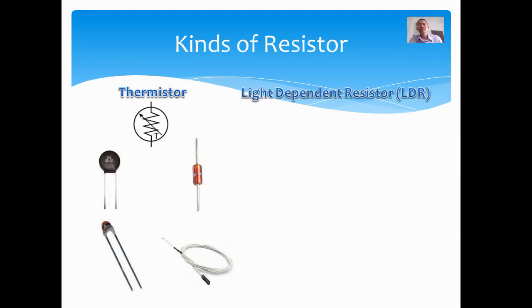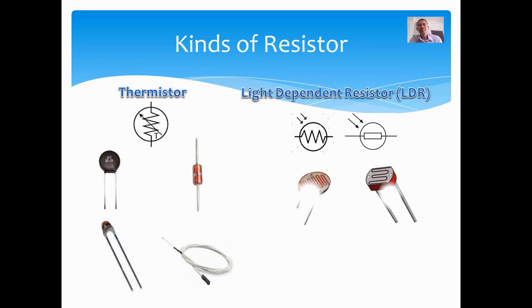Next one is the light dependent resistor, or LDR. As you can see on the symbol, there are two incoming arrows. It means that this type of resistor varies with light. It either lessens or increases the amount of resistance in the circuit depending on the application of light.